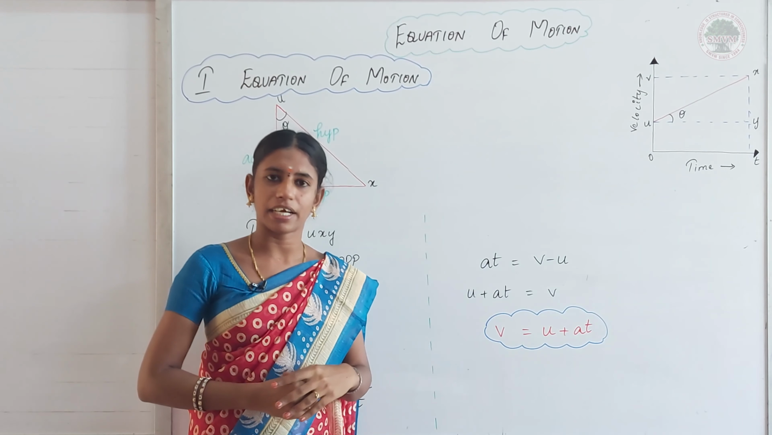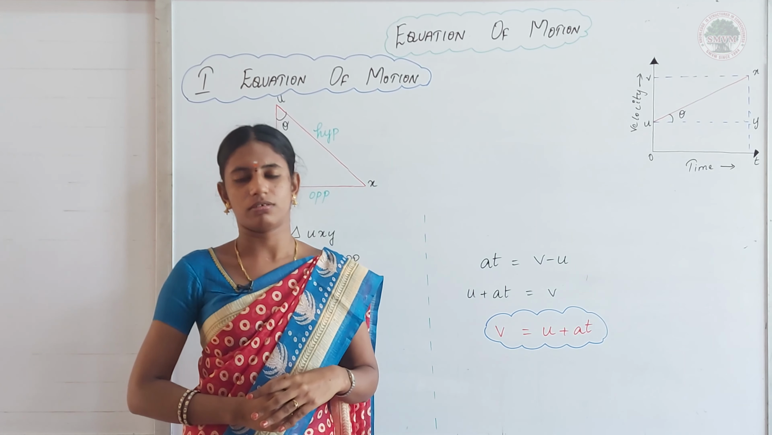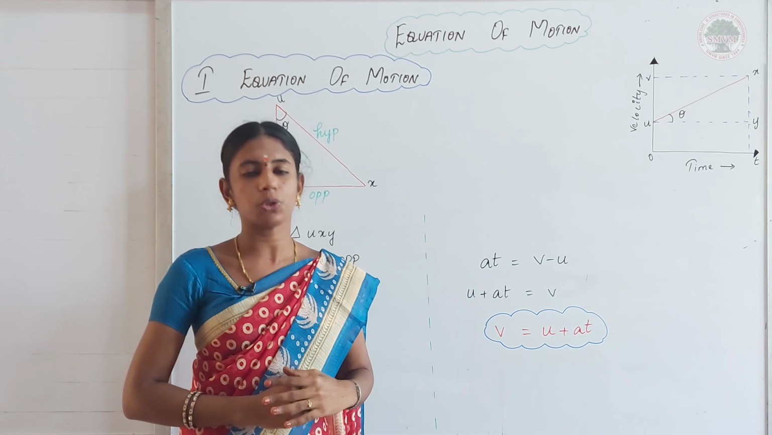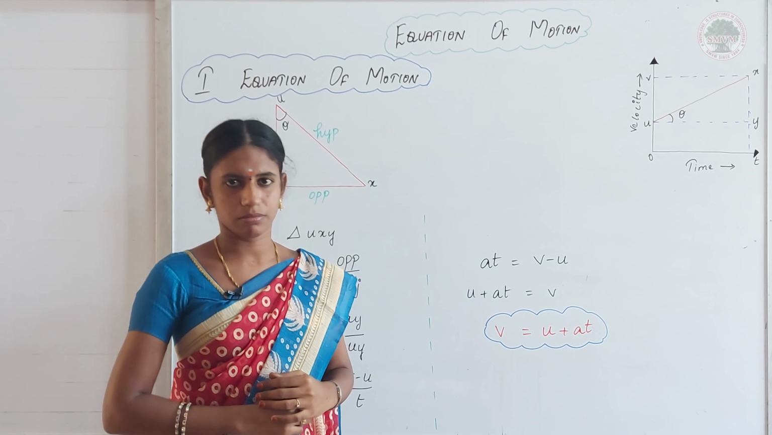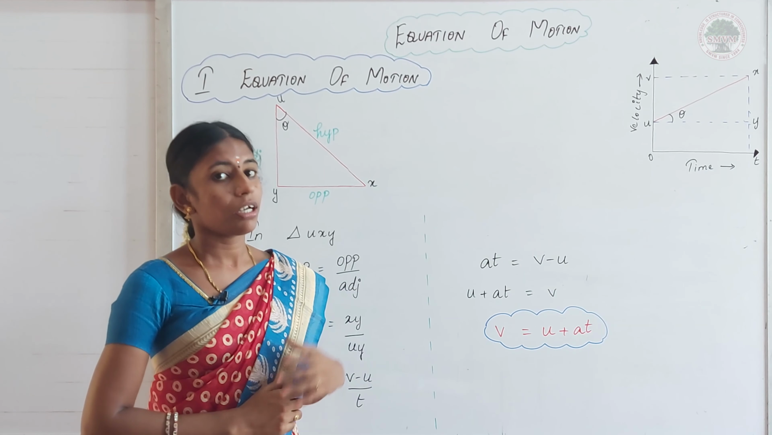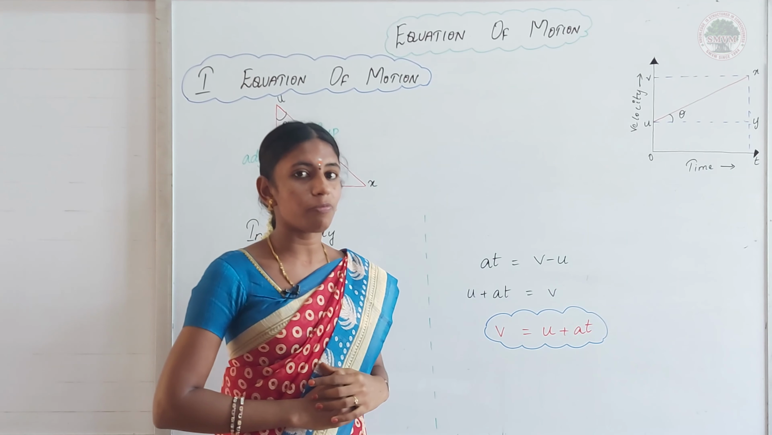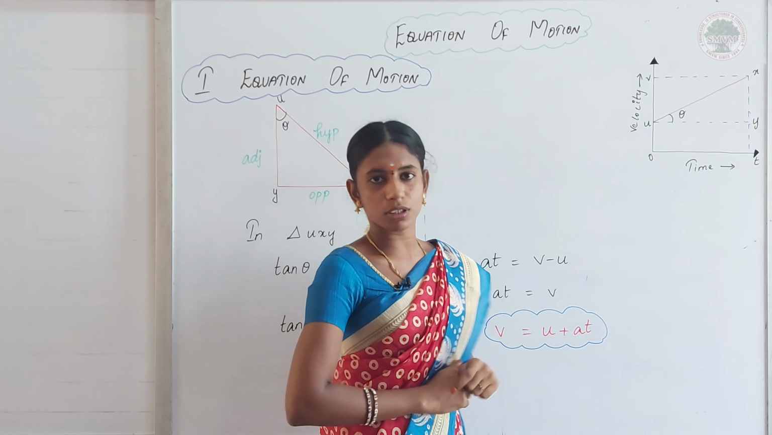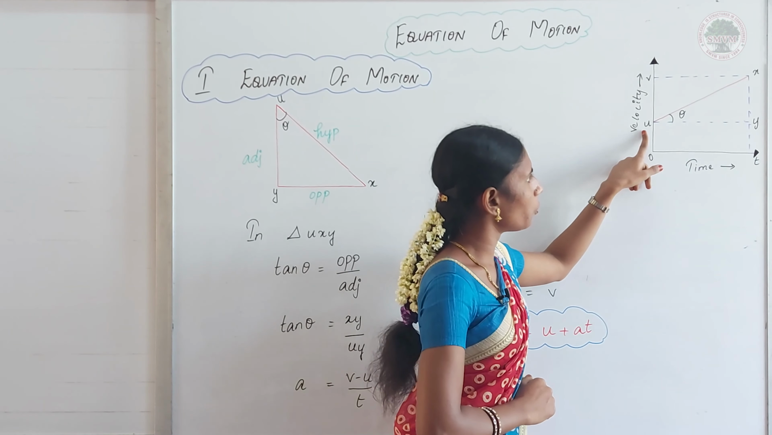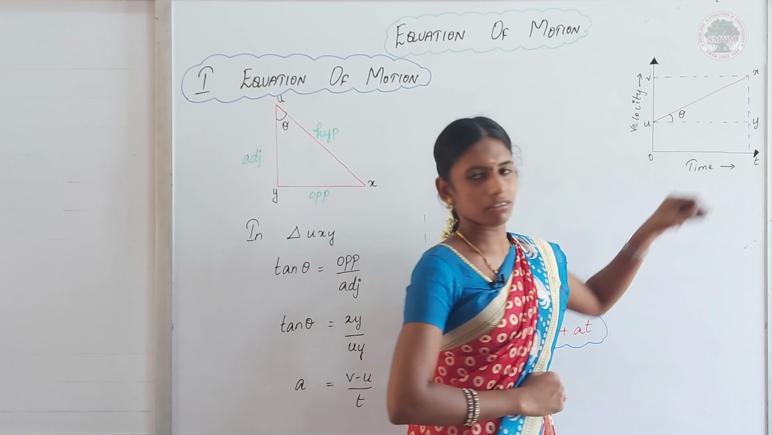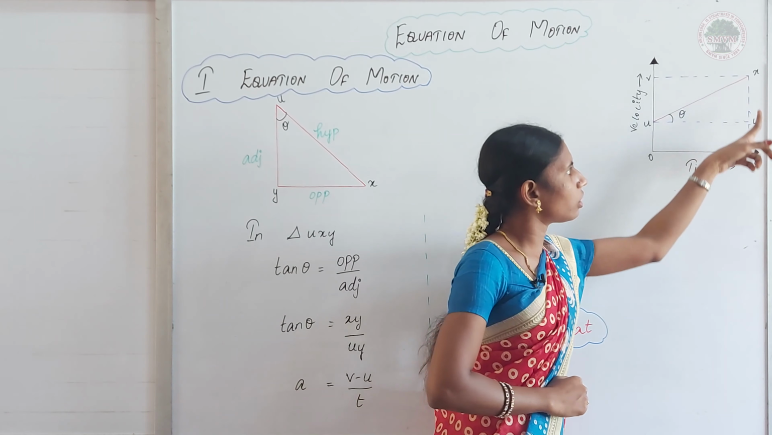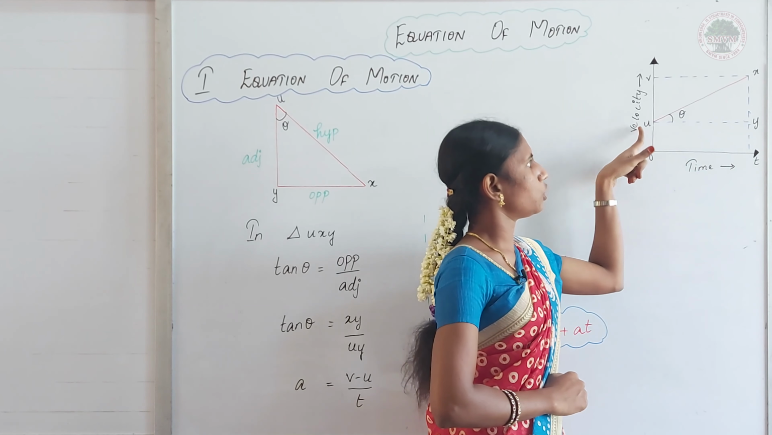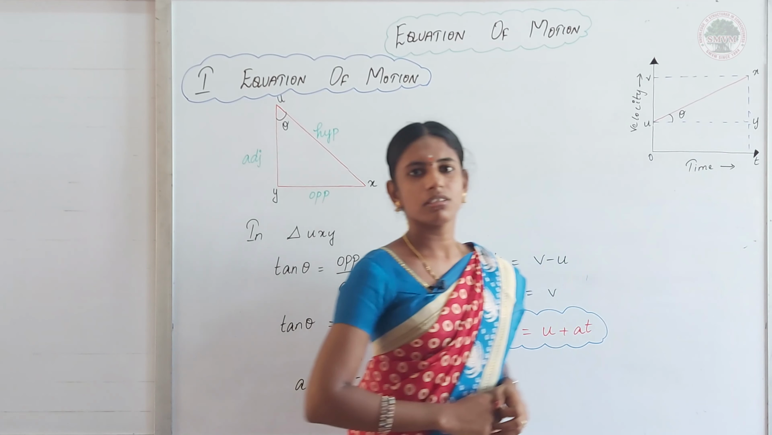Now let's derive the first equation of motion. We know the first equation of motion is v is equal to u plus at. So how shall we derive it? We have to take the slope from the velocity time graph. Here, which forms the slope? This u, x, y forms a triangular shape, right? It forms a triangular shape, u, x, y.